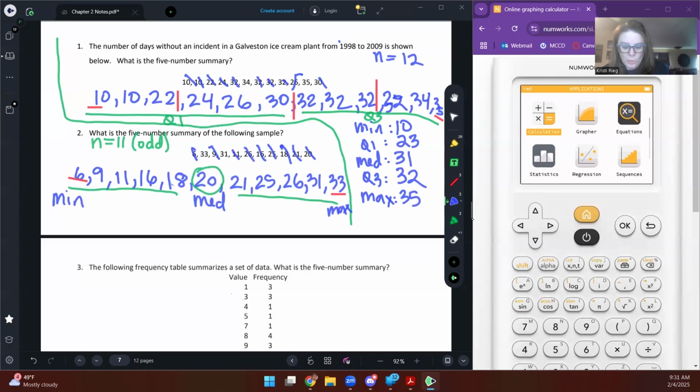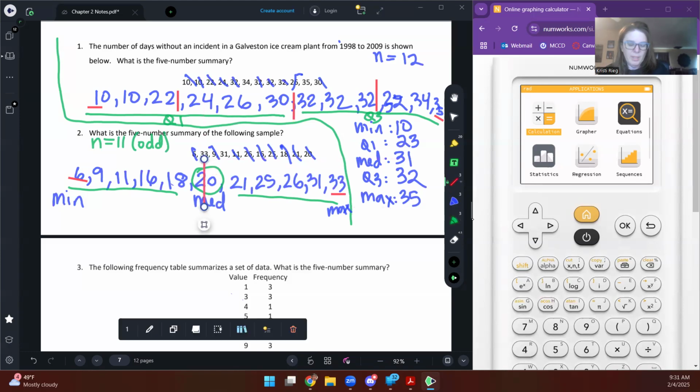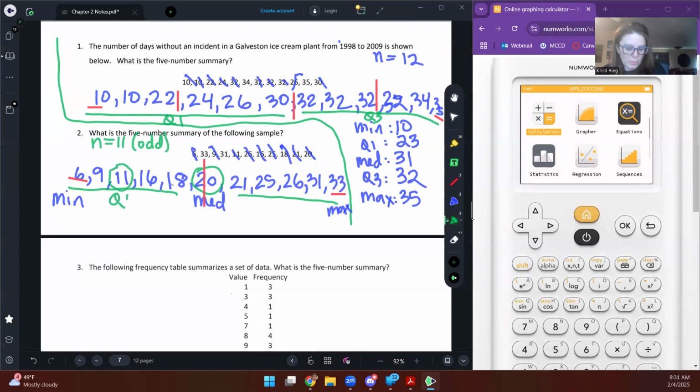Last but not least, Q1 and Q3. Now this one's a little different because this time 20, our median, was a number. So when I draw the median line, I cross off the number 20. When I'm looking for Q1, I'm only looking at these 5 numbers that are underlined. I'm not counting the 20. So in the middle of those 5 numbers is 11 for Q1. And in the middle of these 5 numbers is 26, which is our Q3.